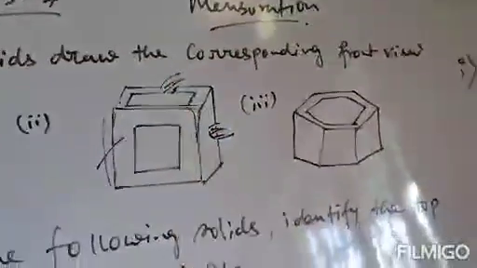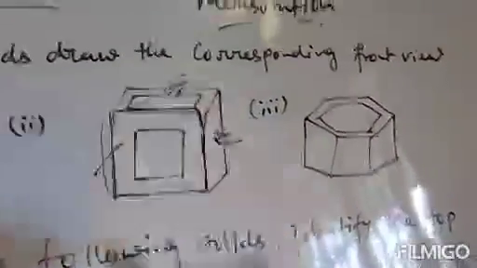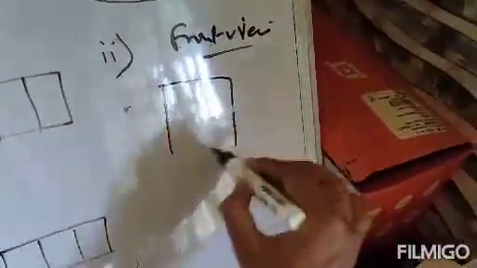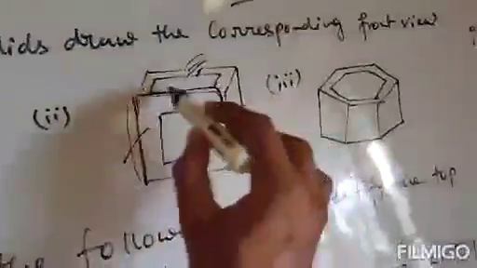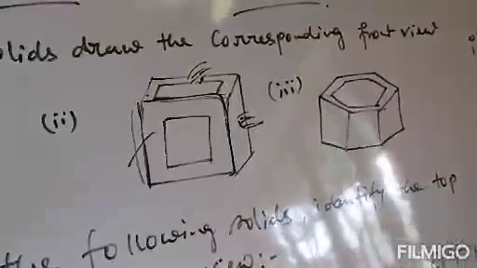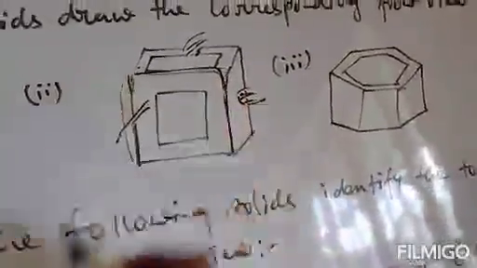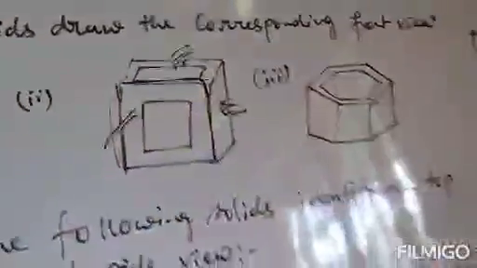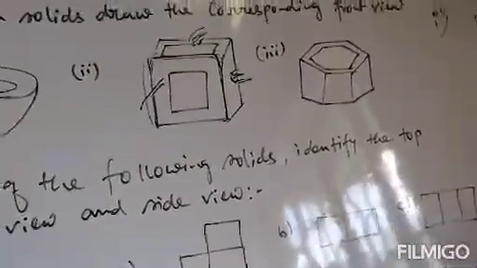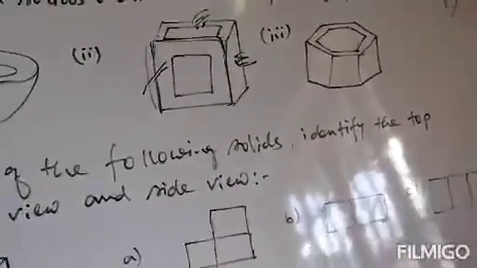The top portion and side portion will not be visible to you when you see this diagram from your front position. Only the front view will be visible to you. That means the diagram will look like this. You will see only the front portion, the front view. The top view and side view you cannot see when you see this diagram from the front.